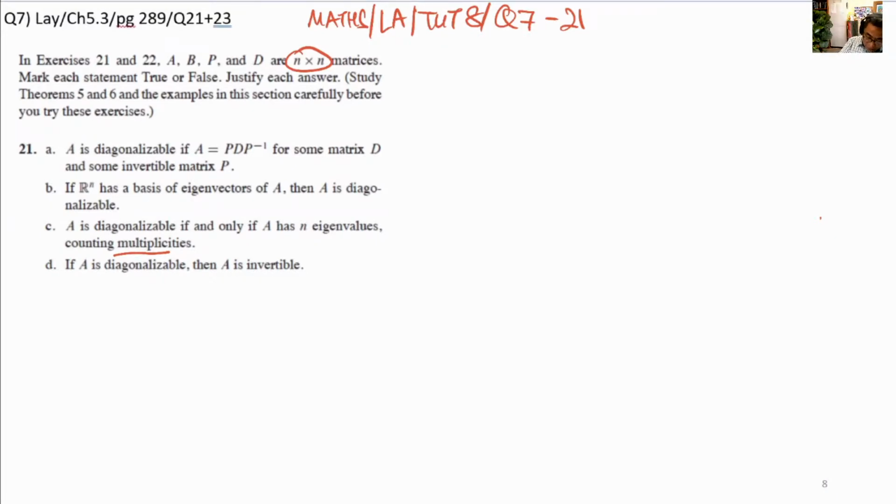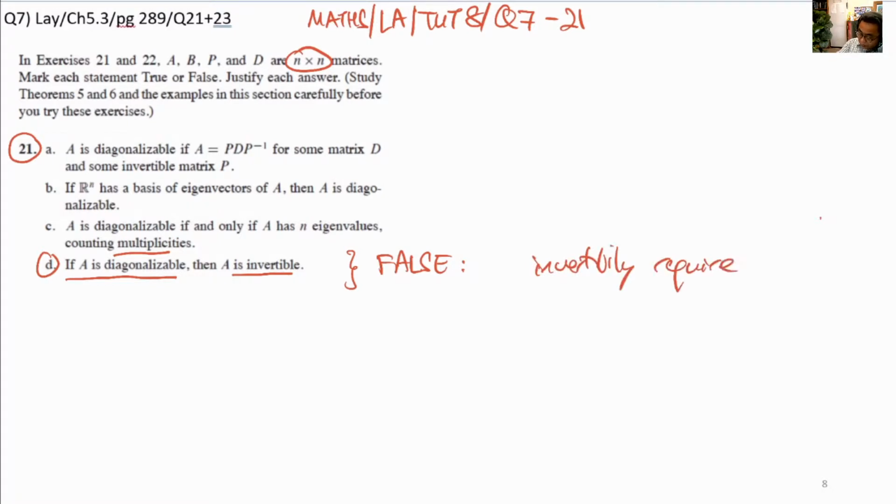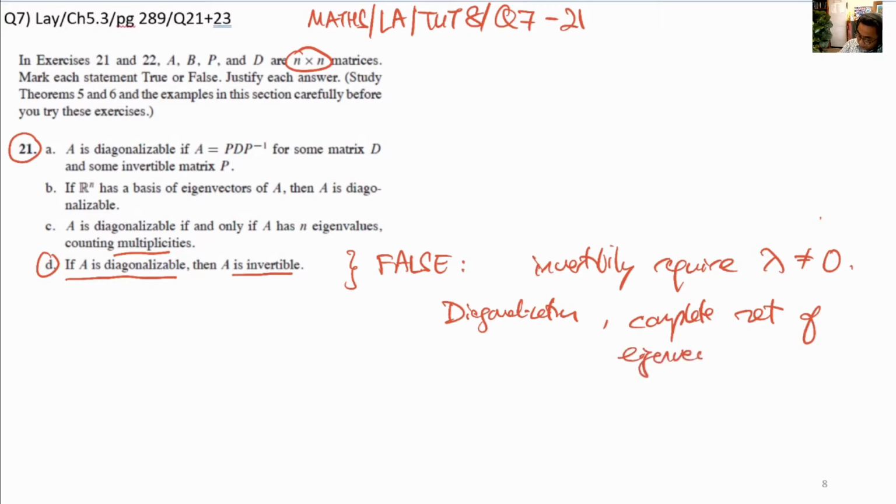We now turn our attention to 21d. The statement says if A is diagonalizable, then it is invertible. The answer is false. The reason is that invertibility only requires the eigenvalues to be not equal to 0. But for diagonalization, all you need is to have a complete set of eigenvectors. The eigenvalue can be 0.